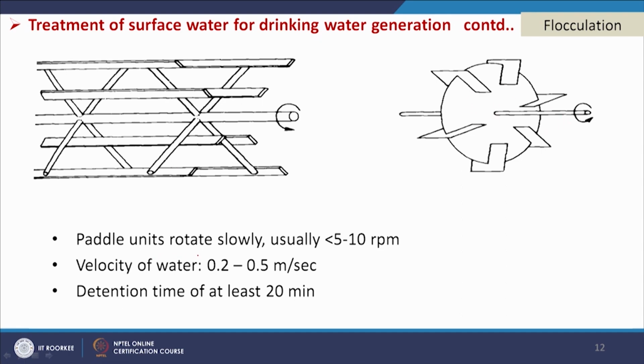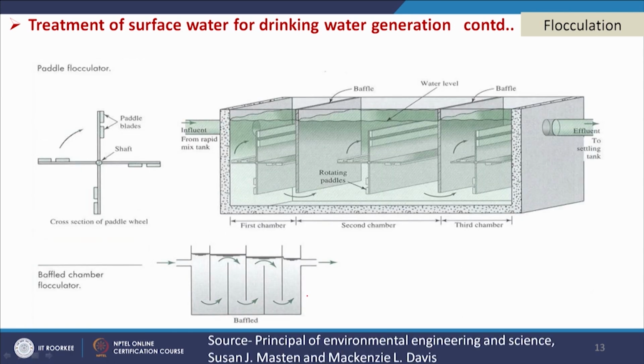So, paddle units rotate slowly, usually less than 5 to 10 rpm, and the velocity of water is 0.2 to 0.5 meter per second, with a retention time of at least 20 minutes. So, these are the conditions for flocculation, and this is one cross section of a paddle wheel, and this is a baffled chamber flocculator, which is also used.